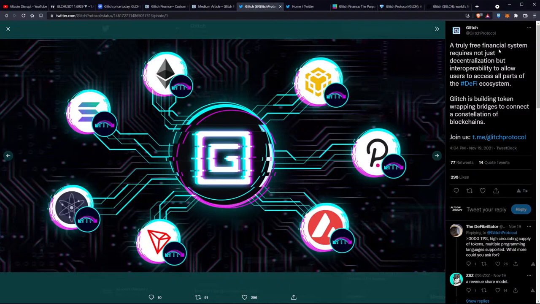A truly free financial system requires not just decentralization, but interoperability to allow users to access all parts of the DeFi ecosystem. So Glitch is building token wrapping bridges to connect a constellation of blockchains. This is fascinating. You hear that? Glitch is building token wrapping bridges to connect a constellation of blockchains. Interoperability, guys, throughout all blockchains. Major dApp building platforms such as Ethereum, Solana, Tron, Cosmos, Binance, Polkadot, Avalanche.